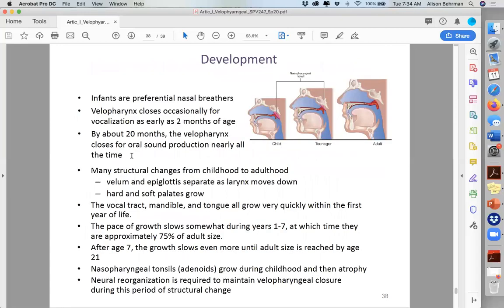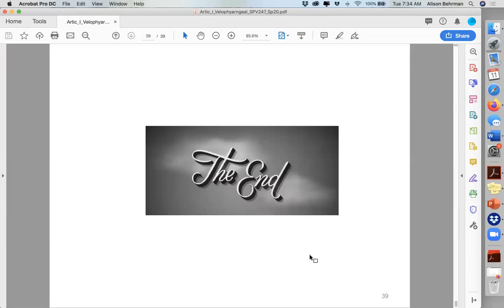All right. Slide 38. Here on slide 38 is presented lots of information about the lifespan development of the nasopharynx. Do read over that, please. All right, that concludes part 1 of the articulatory resonatory system.